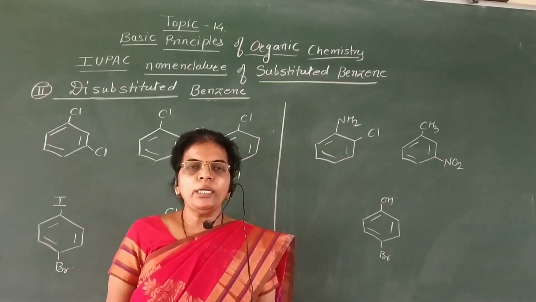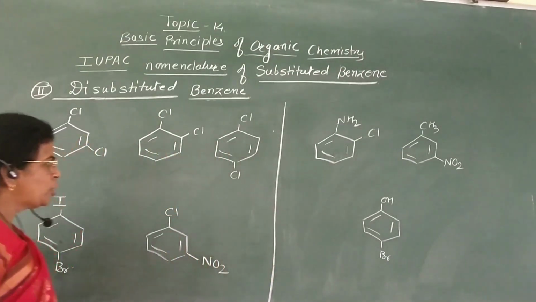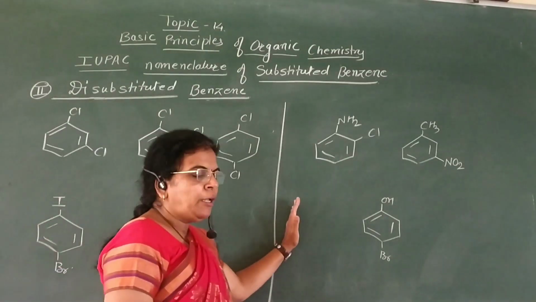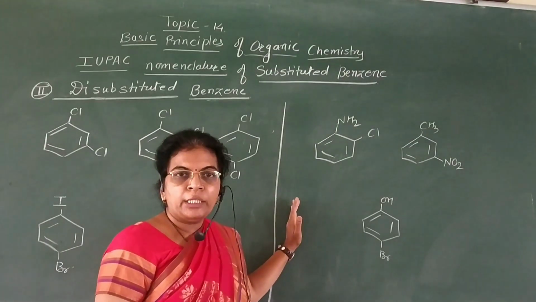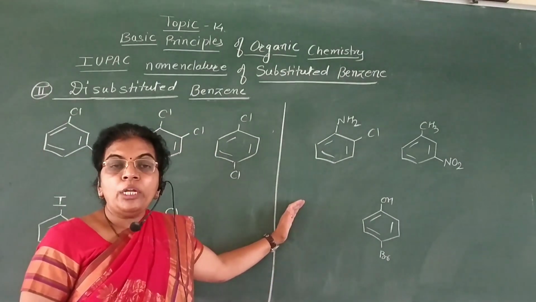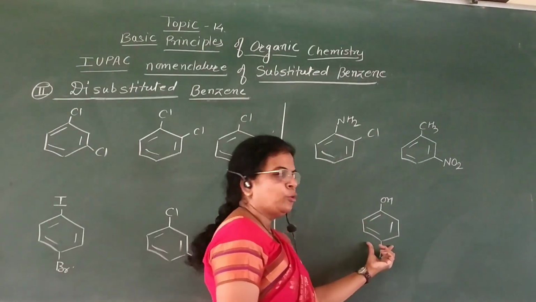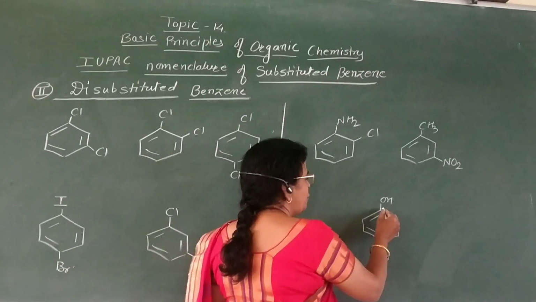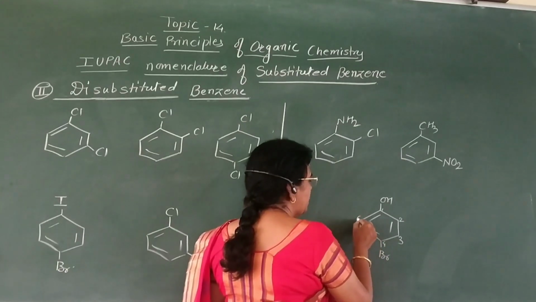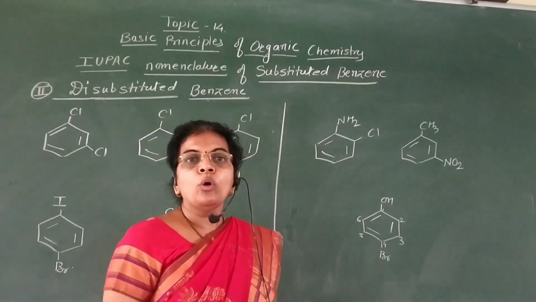Next point we are going to see IUPAC nomenclature of disubstituted benzene. Now in case of disubstituted benzene, there are 3 positions. That is, if isomeric forms of substituted benzene are present, then they have 3 positions. For example, if we take this disubstituted benzene, now here first we give numbering 1, 2, 3, 4, 5 and 6.